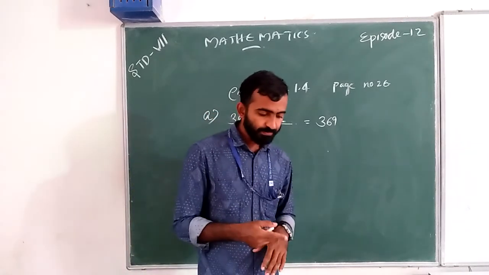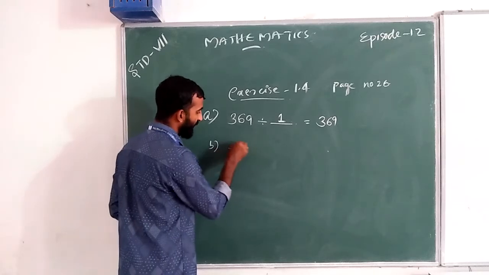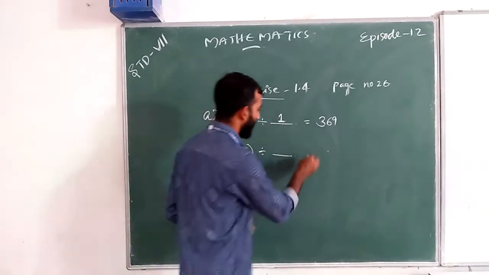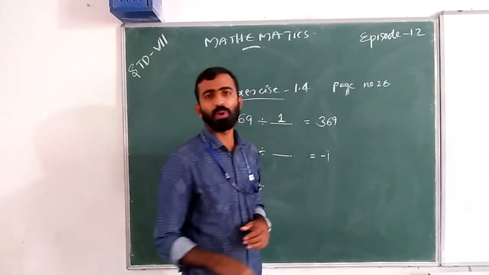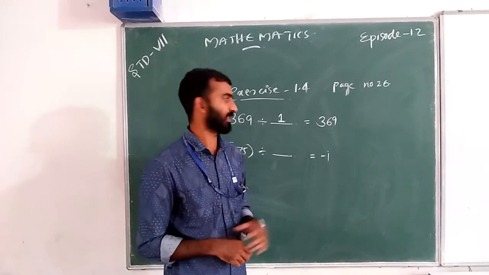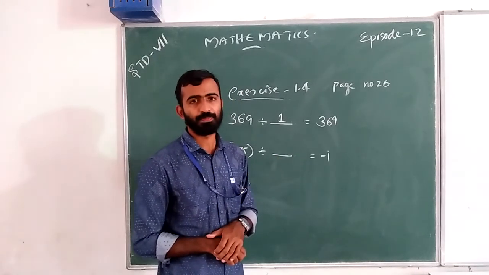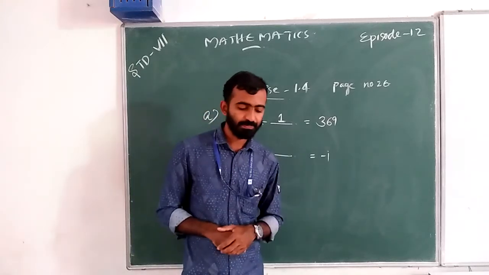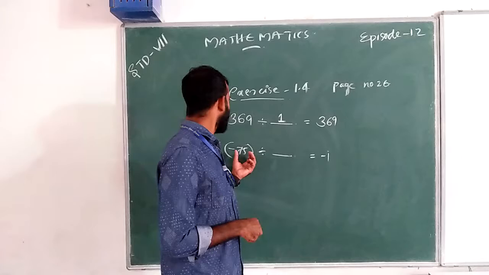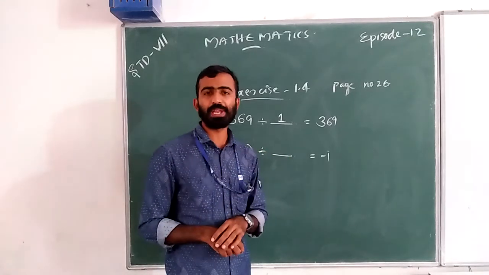Next question is negative 75 divided by something, we get the answer as negative 1. We want to find what the integer is. When we divide negative 75 by something, we get the answer negative 1.